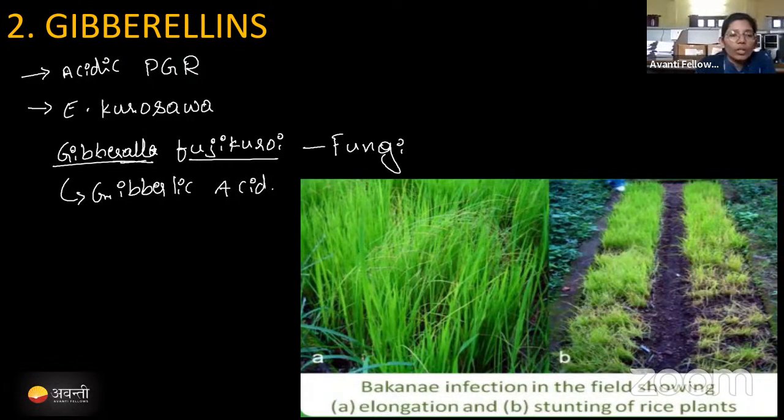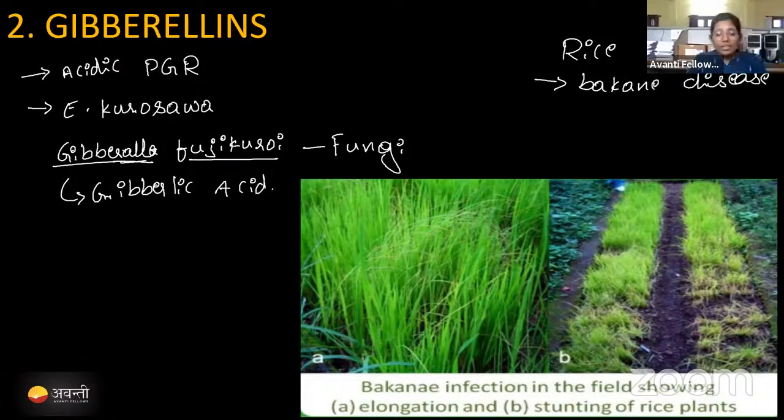Understand? And what it was doing is this Gibberella fujikuroi was causing a disease to the rice plant, and that disease is called Bakanae disease. So this is how, for the first time, gibberellic acid was identified by the scientist called E. Kurosawa. Okay, is it clear?